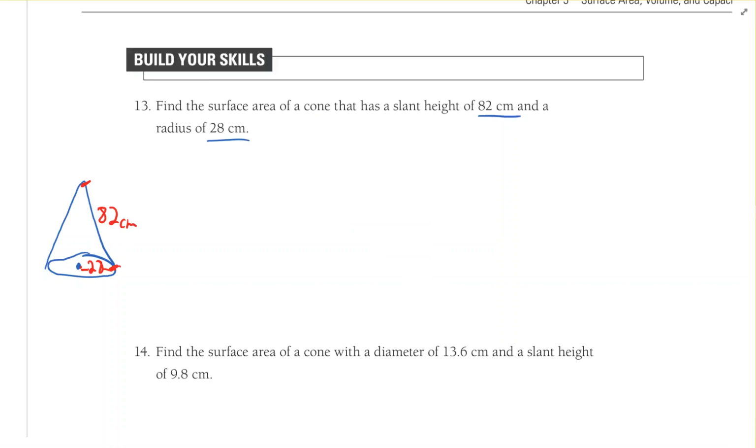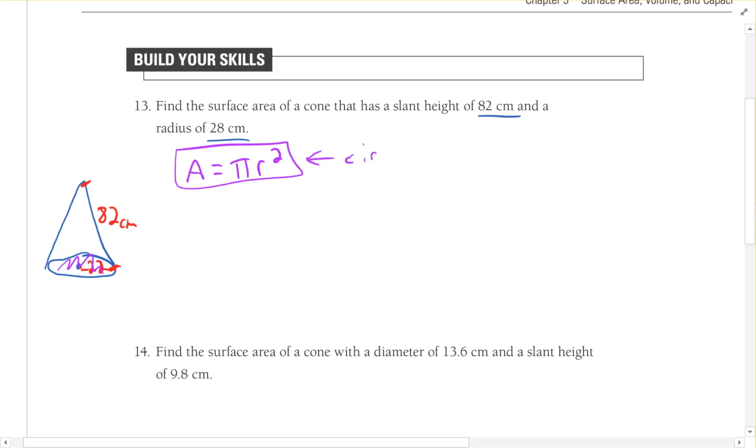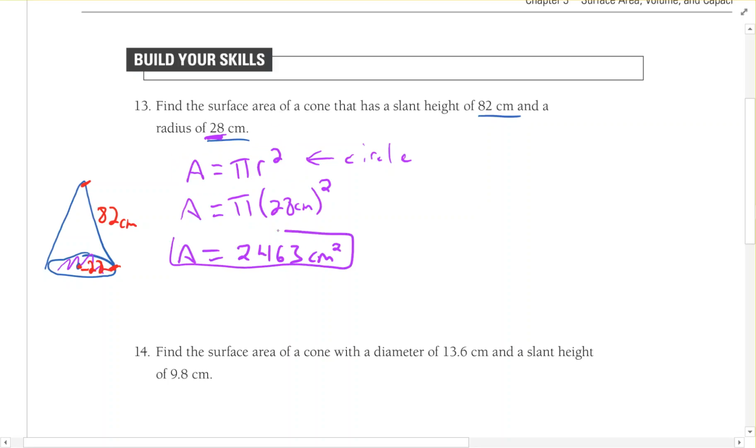Now if we put this into our formula, let's figure out the area of the circle part of it first. So area equals pi r squared. That's the formula for a circle, right? Then if we fill this in, the area is equal to pi times, I'm going to change r to 28, that's what the radius was, so 28 centimeters, squared. If I put that into my calculator, the area of that is 2,463 centimeters squared.